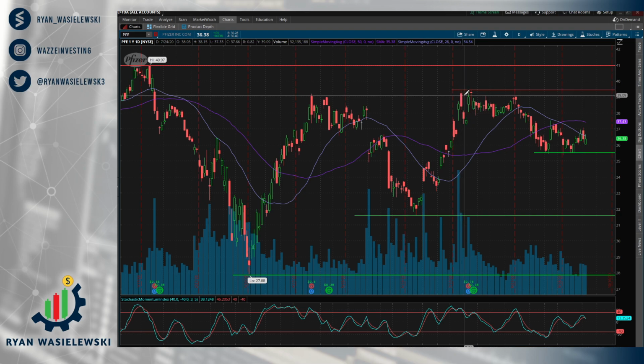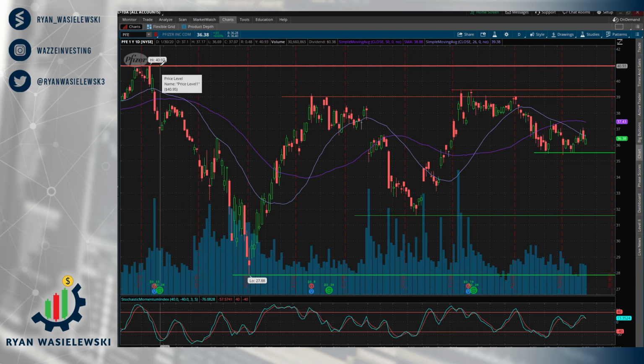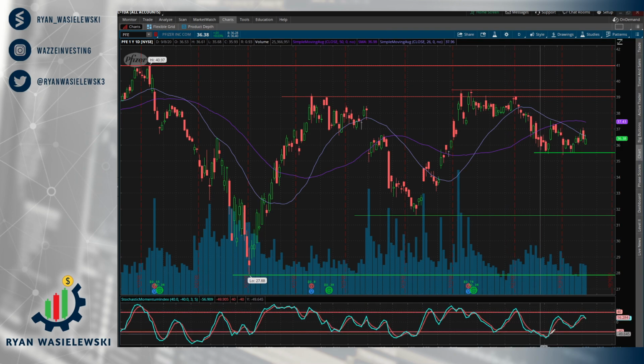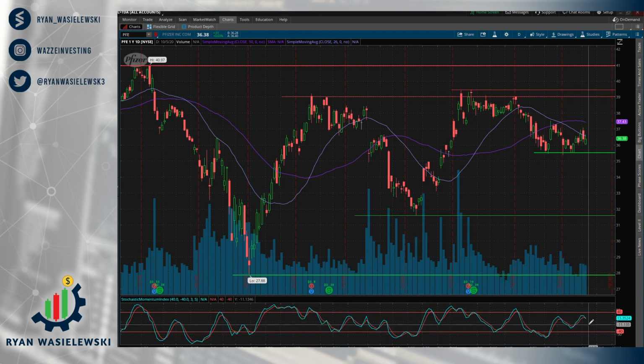In addition, it looks like we have some resistances here. There are two close ones that we've seen at 39 and also 39.5. And before the coronavirus, we got up to almost $41, so that'll be a long-term resistance that we mapped out. It's in the middle of the stochastic for momentum, so it could go either way. It's trending down a little bit, so that's one point to consider. But it is in the middle, so it's a neutral position.